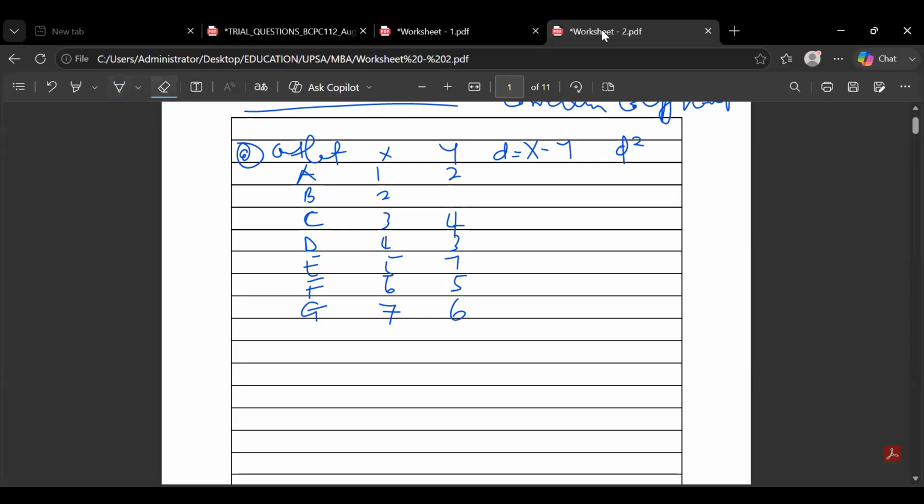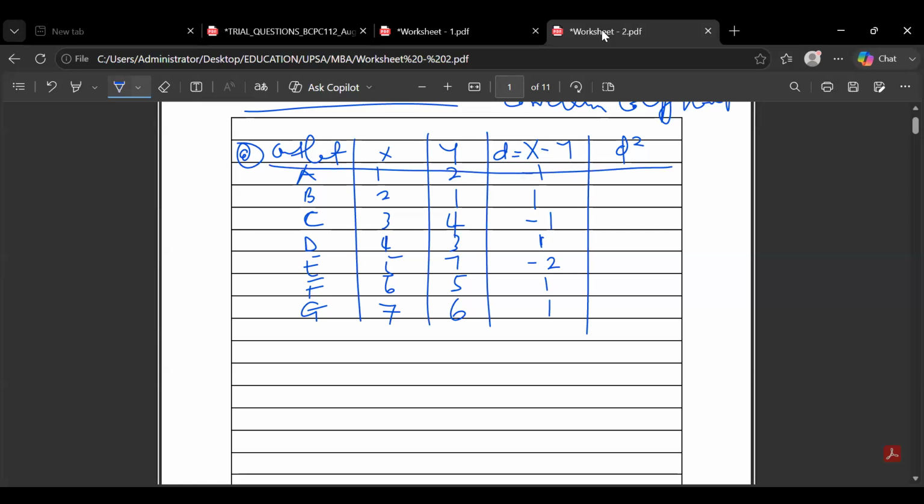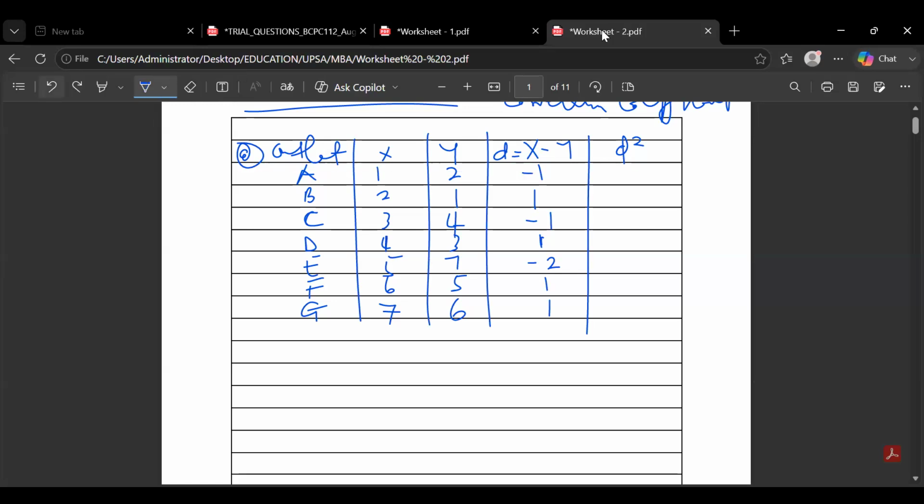So x minus y is equal to minus 1. This is minus 1. This is 1. This is minus 1. This is 1. This is minus what? 2. This is 1. This is 1. No, this one is just 2, sorry, minus 2. Are you ready? 1. 1. Are you good? Yes.